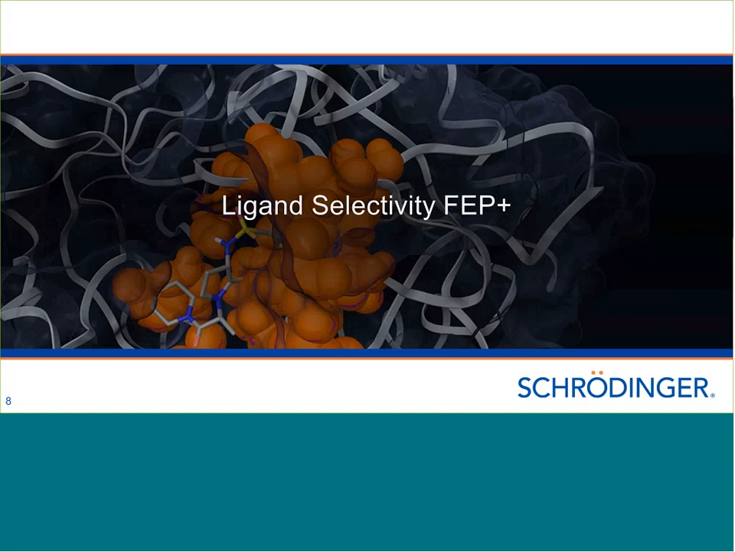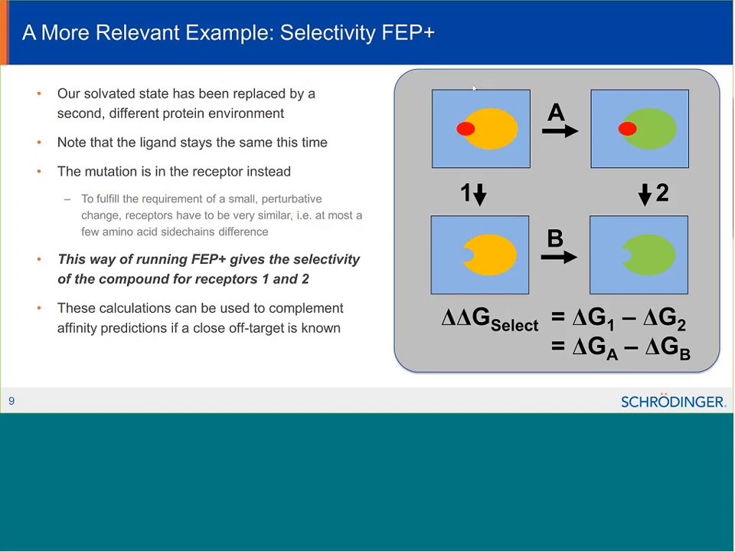To have a look at a more drug design relevant application, let's talk first about setting this up to predict ligand selectivities instead of potencies. Now, we again have a slightly different thermodynamic cycle than before, but now you'll see there's no more solvated state. We have a state of a ligand bound to a receptor and of a receptor without a ligand bound.